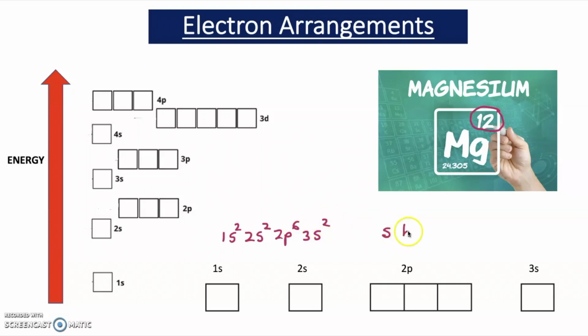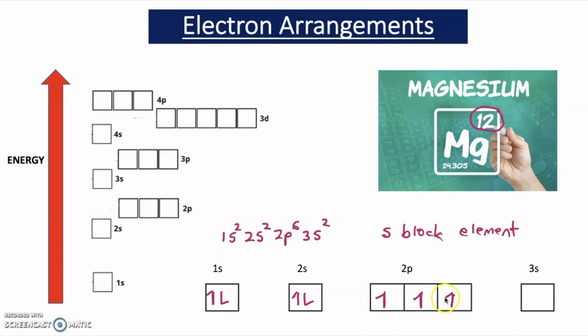Now magnesium is classed as an S block element because when filling the orbitals, the last electron that we fill goes into an S orbital, so it's an S block element. So I'm now going to place the electrons into the boxes that represent orbitals, so they fill singly before pairing occurs. So it's 1s2, 2s2.